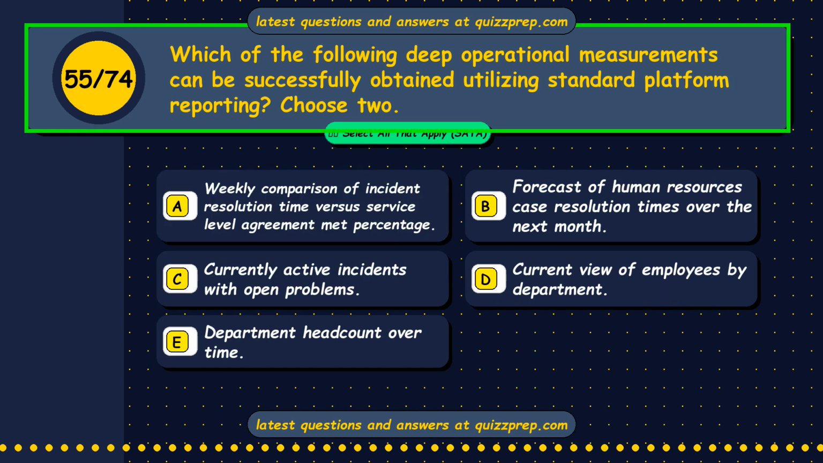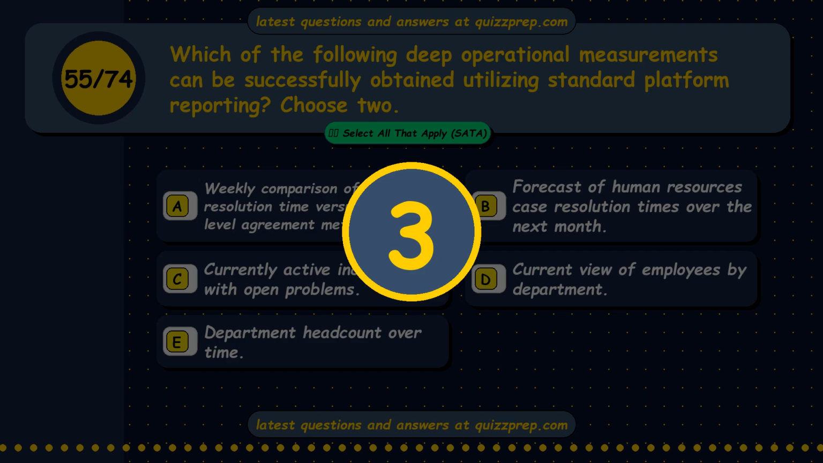Question 55. Which of the following deep operational measurements can be successfully obtained utilizing standard platform reporting? Choose 2. Option A. Weekly comparison of incident resolution time versus service level agreement met percentage. Option B. Forecast of human resources case resolution times over the next month. Option C. Currently active incidents with open problems. Option D. Current view of employees by department. Option E. Department headcount over time.